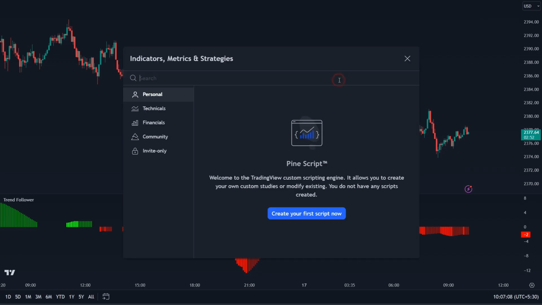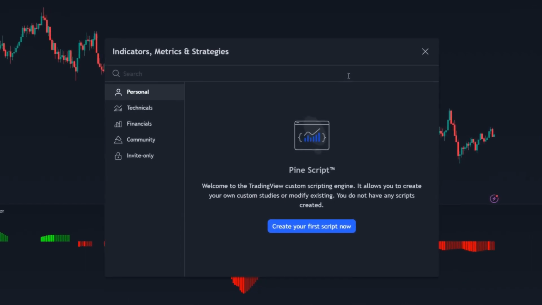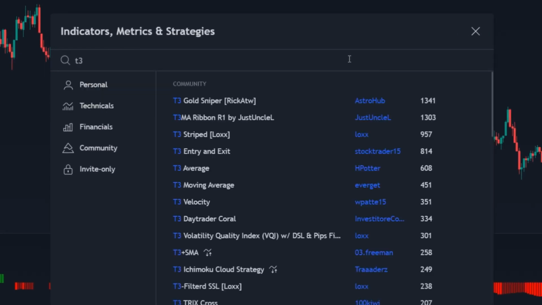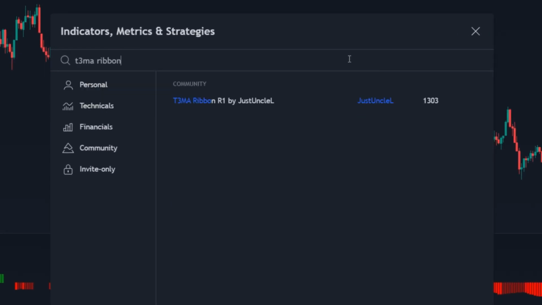Let's level up. We've got the trend follower giving us buy and sell signals, but wouldn't it be nice to have a confirmation buddy to double check those signals? Enter the T3MA ribbon, our secret weapon for adding an extra layer of confidence to our trades.